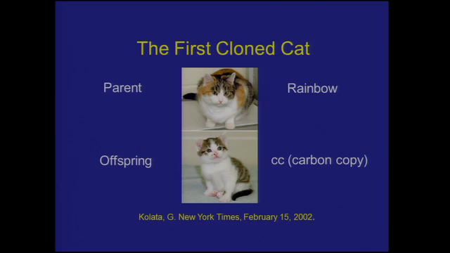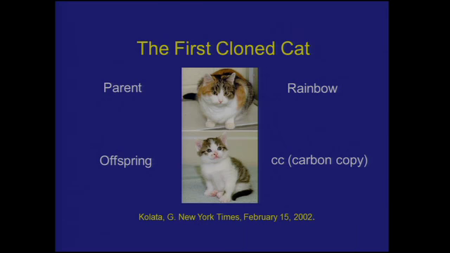This is a picture of the first cloned cat and its parent. This pointer is not working too well. So there's the offspring, named CC for carbon copy. I thought this was a missed opportunity. I would have called it copycat. And the mother or parent or whatever you want to call it, the cat from which CC was derived is called Rainbow.